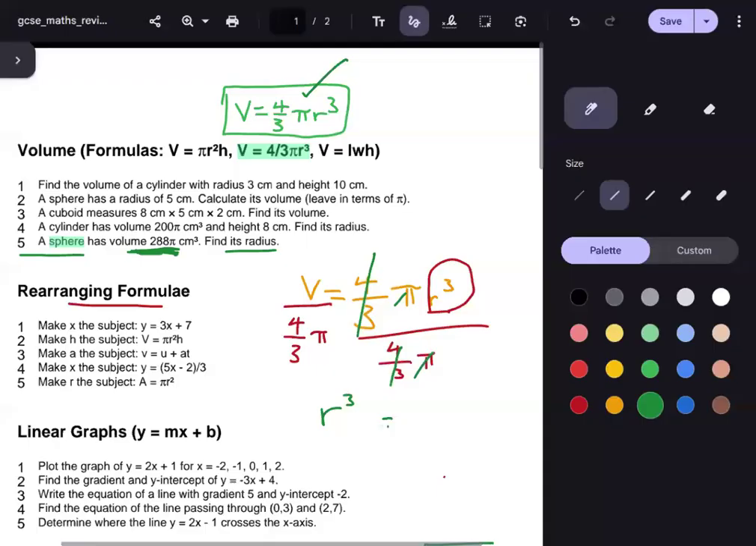I'm just rewriting it to make r cubed the subject. Then on the left, we have V divided by 4 over 3 pi. We'll just write that as is. V divided by 4 over 3 pi. Now remember, we have r cubed. We don't want r cubed. We want r alone because we're calculating the radius.